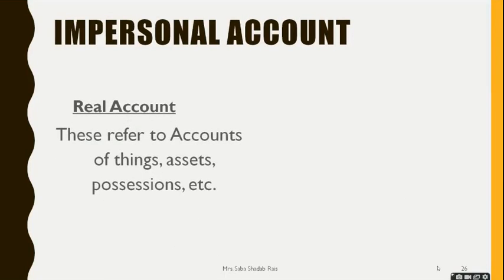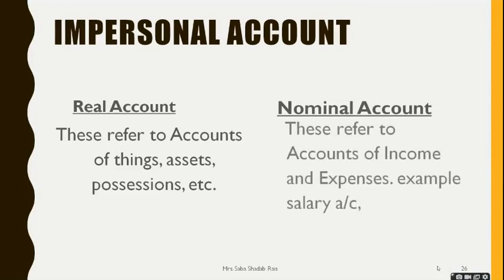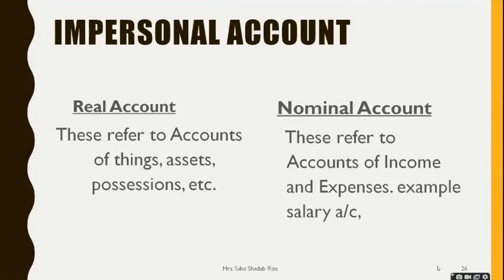When we talk about the impersonal account, as I already told you, it is further classified into two. First is the real account. This is the account which is not related to any human, but it is related to things, to assets, to possessions. Then the nominal account. Nominal accounts are our incomes and expenses. For example, whatever nominal charges we are paying, like salary, insurance, as well as utilities, rents and all. So this is the nominal account.